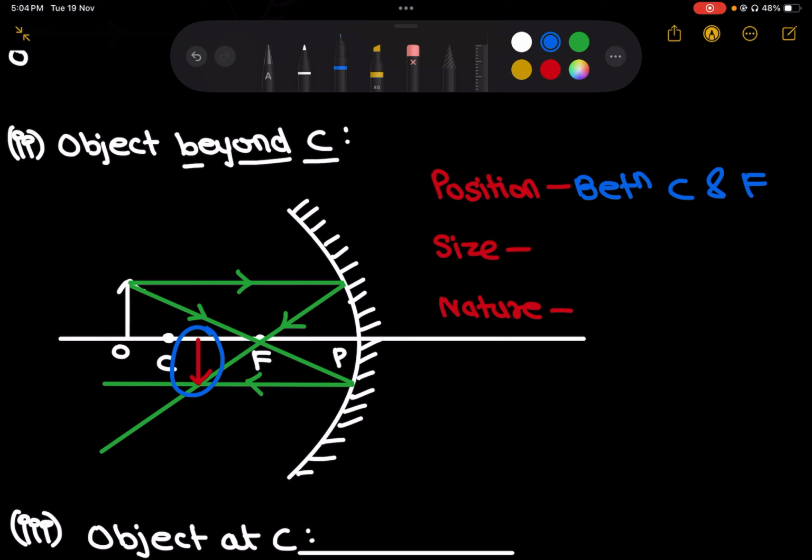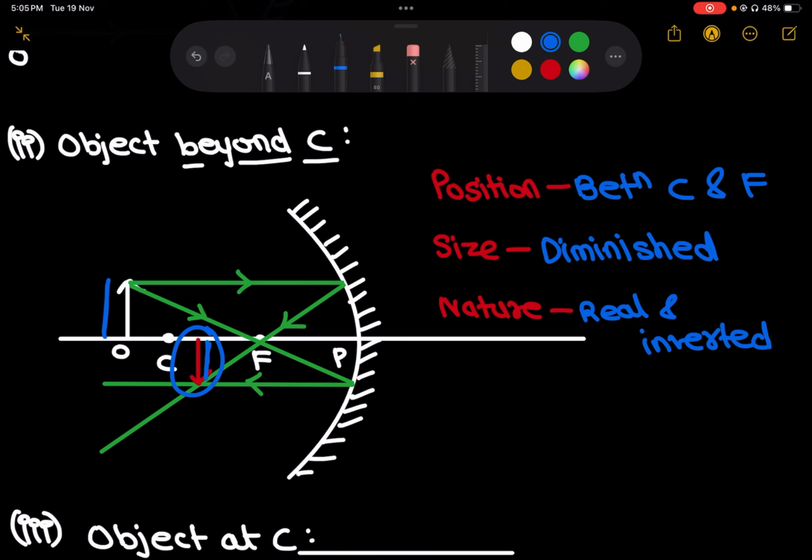As you can see, this is larger and this has been diminished. So it is not highly diminished, it is not point sized, right? Here it is just diminished. Okay, it is diminished or reduced. The size is reduced or diminished. And the nature, you can see the object has been inverted. So the image is inverted. So it is real, basically the rays are actually meeting, right? So it is a real image and it is inverted. Okay, simple enough to understand?